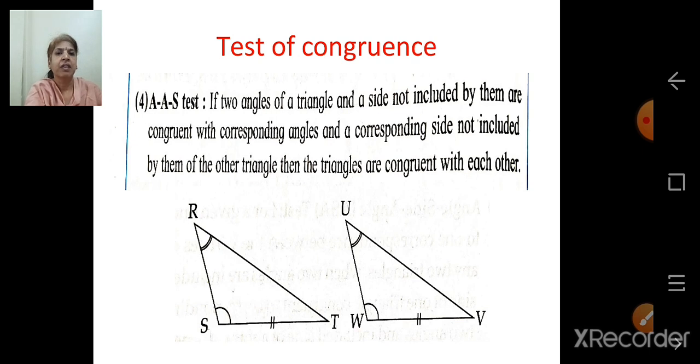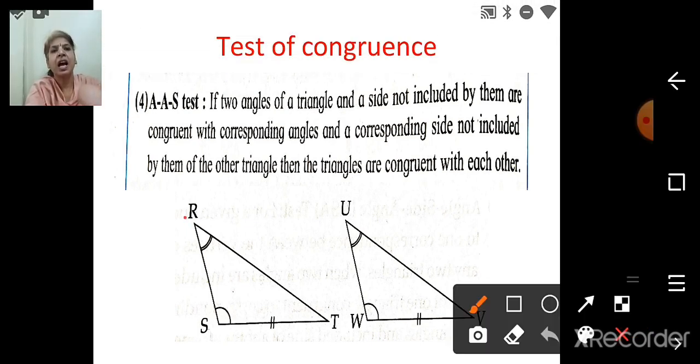AAS test. Now as the name indicates, AAS, angle, angle, side. And the previous one which we did was ASA, two angles, side included by them. And this is a different one, AAS. If two angles of a triangle and a side not included by them are congruent with corresponding angles and a corresponding side not included by them of the other triangle, then the triangles are congruent with each other. So here is a figure.